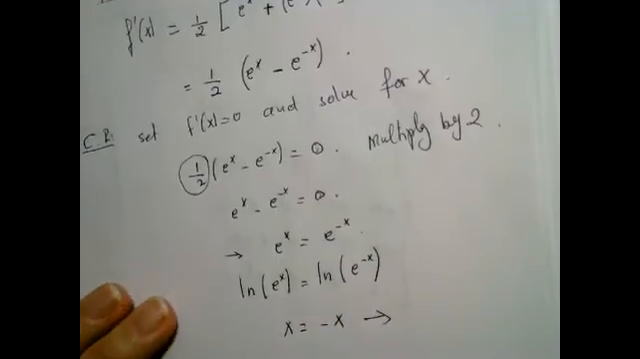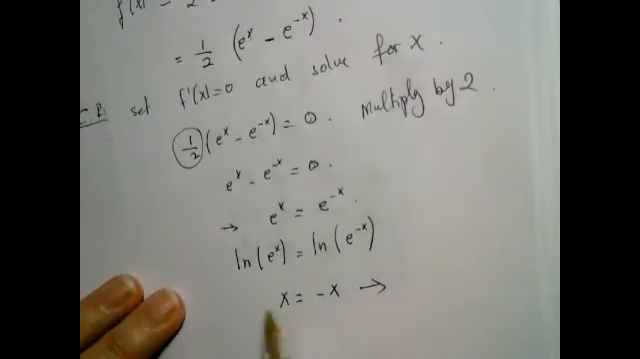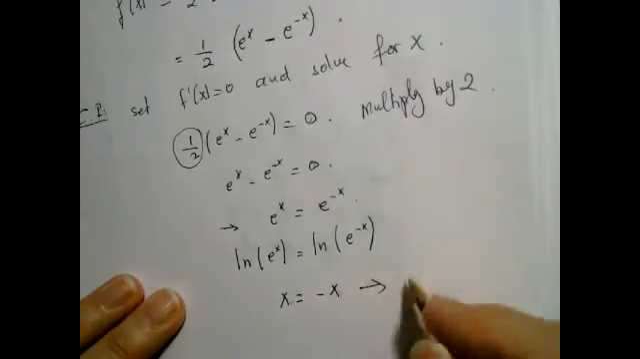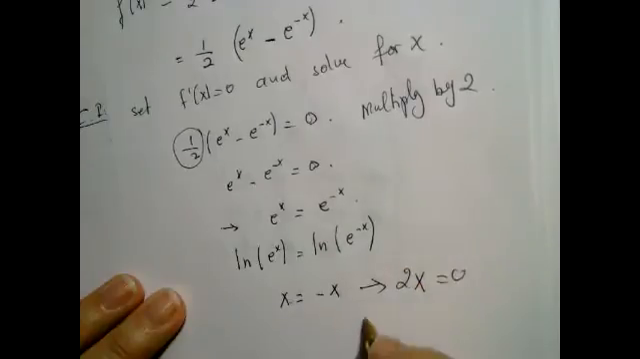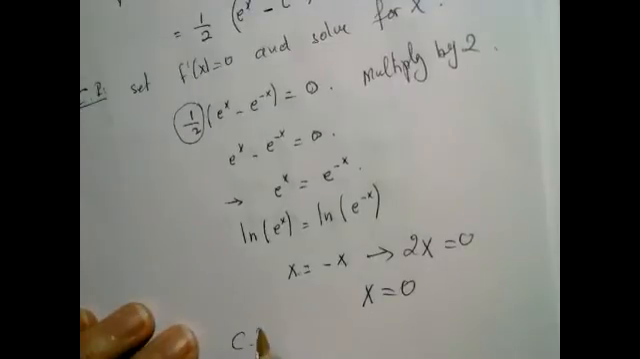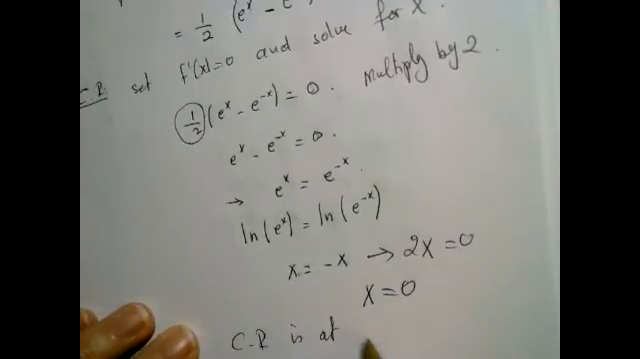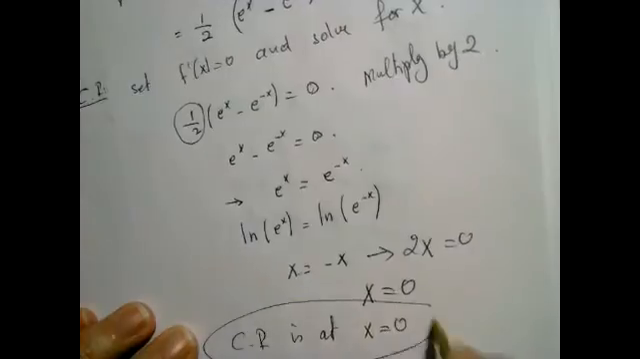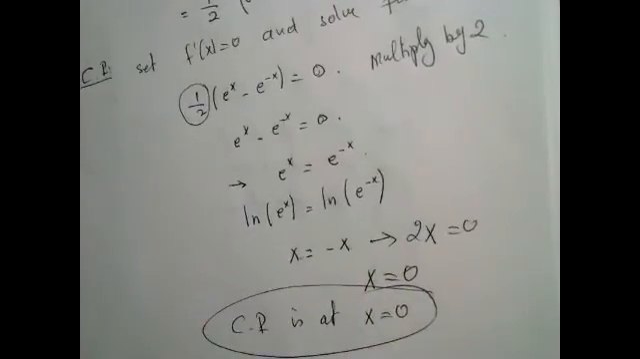Now I'm back to something we understand. I bring both to the same side, which means I add x to both sides. It means 2x equals 0, so x equals 0. So my critical point is at x equal to 0. That's really a matter of looking at the derivative and proceeding.